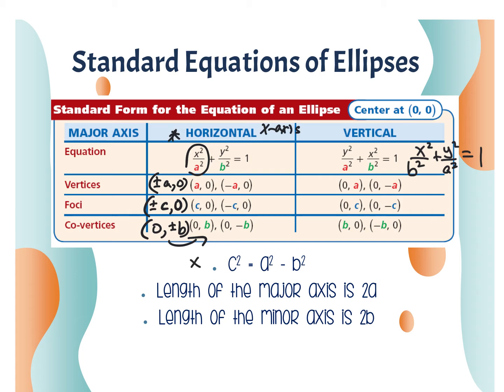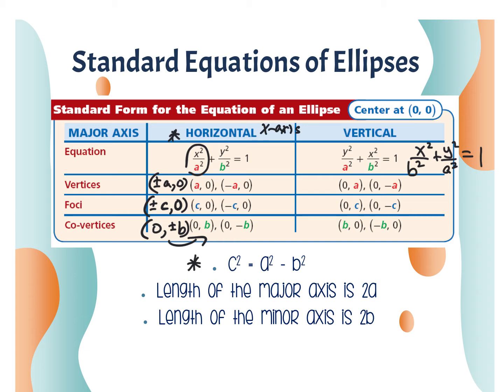We're going to use this, what sort of looks like the Pythagorean theorem, to find the value of either a, b, or c, depending on what we have. So the formula: c squared equals a squared minus b squared. We will use that to find either a squared, b squared, or c squared, depending on what's given. Now, when you're writing the equations, all we really need to find is a squared and b squared, but that's going to be tomorrow.